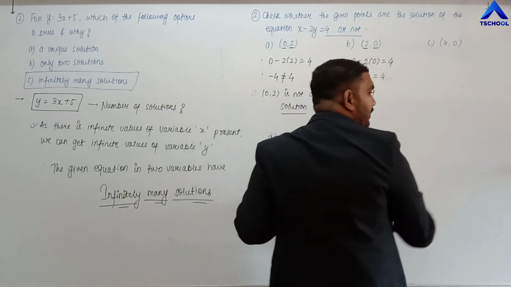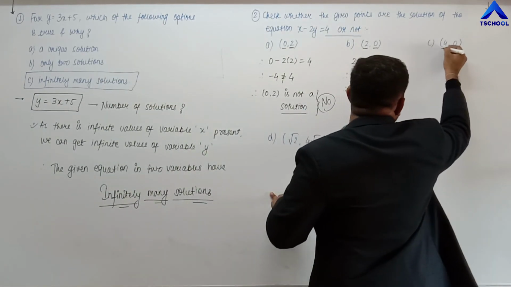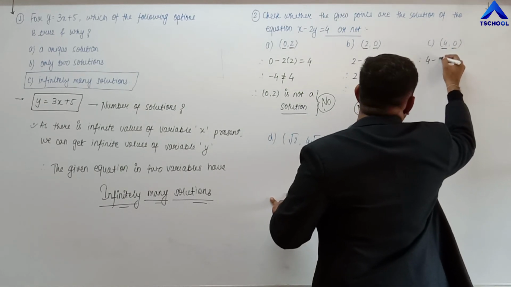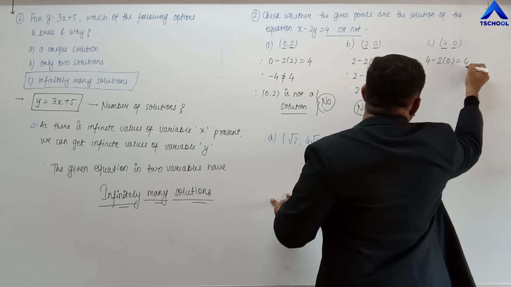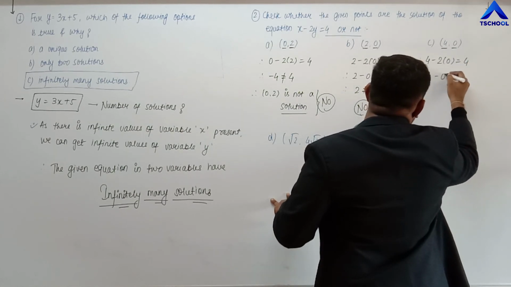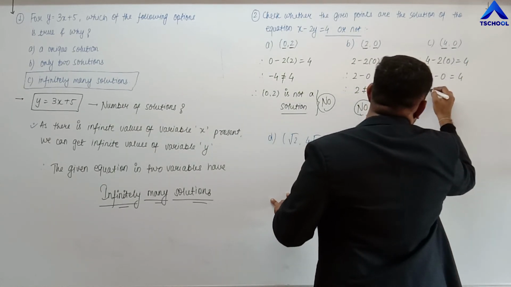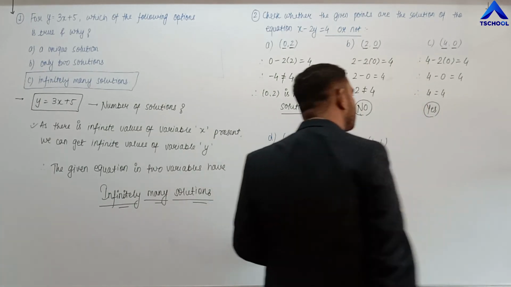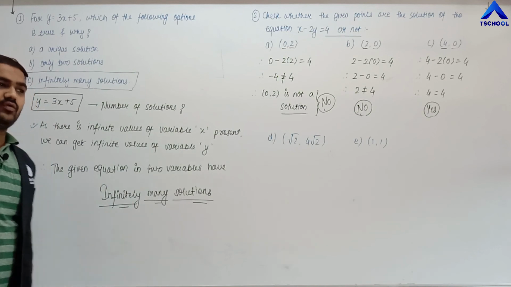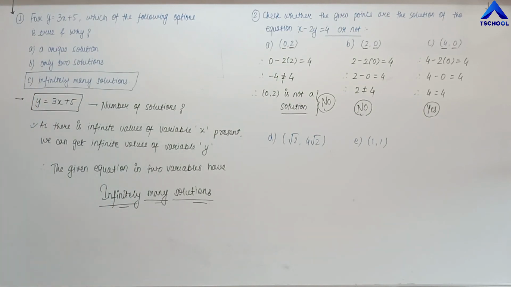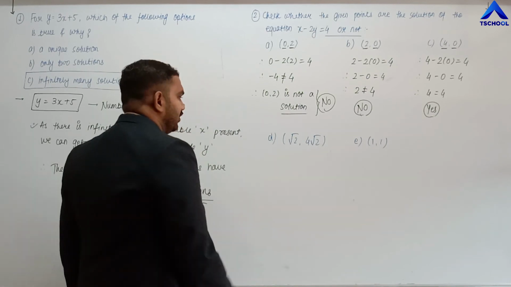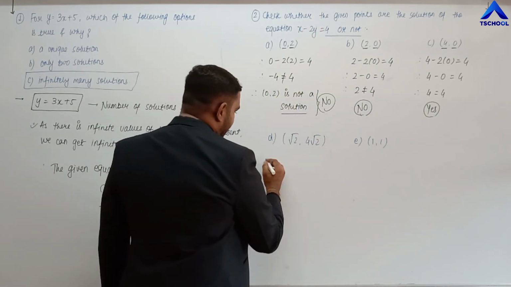So now the third point, that is (4, 0). Again x is equal to 4 and y equals to 0. That is 4 minus 2 into 0 is equal to 4. That is 4 minus 0 is equal to 4. Hence 4 is equal to 4. So yes, (4, 0) is a solution of the given equation. Is it clear? Good. Now let us put it here.